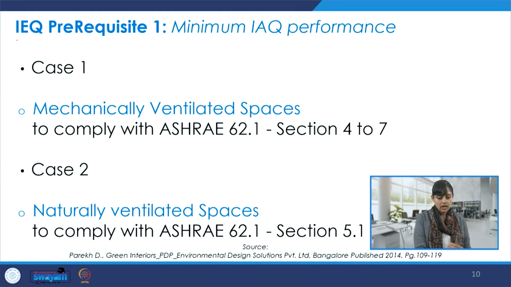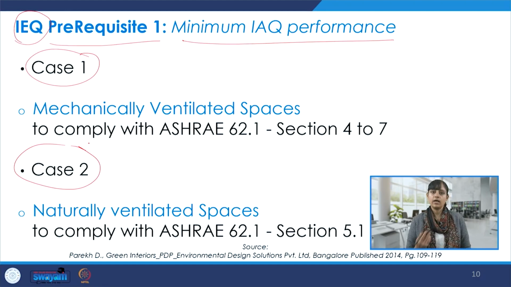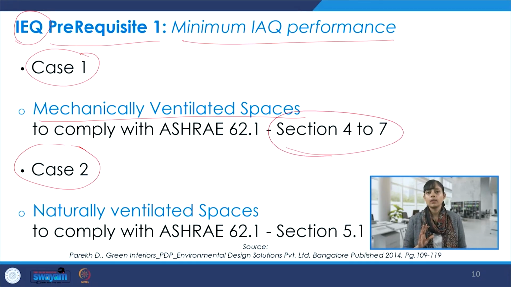Now, when we talk about the IEQ prerequisite number 1, it emphasizes minimum IAQ performance. And there are two cases that we can look at. So the first is the mechanically ventilated spaces, and they must comply with ASHRAE standard 62.1, section 4 to 7. Now, I'm trying to put this information together. A few amongst us may already be aware of these standards, codes, practices, rating systems. But there may be a lot more who are probably not aware of these.